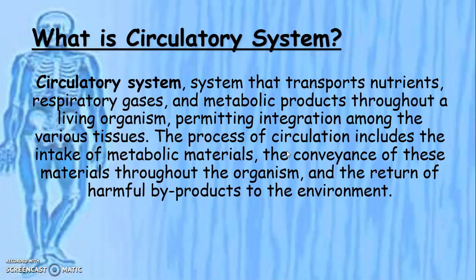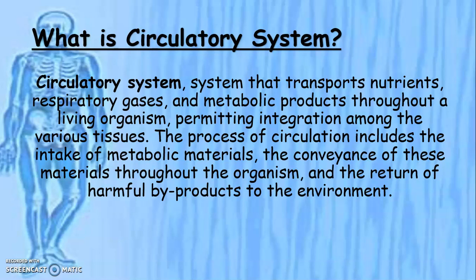Circulatory system is a system that transports nutrients, respiratory gases, and metabolic products throughout the living organism, permitting integration among the various tissues. The process of circulation includes the intake of metabolic materials, the conveyance of these materials throughout the organism, and the return of harmful byproducts to the environment.